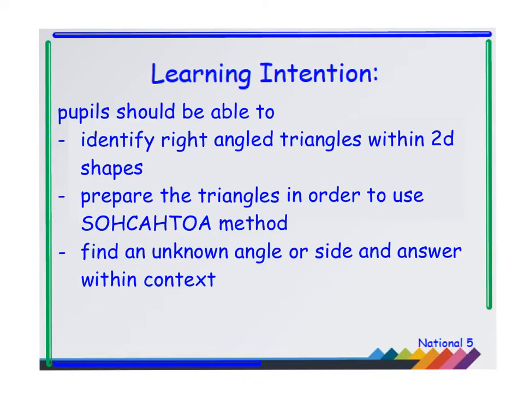So our intention is to be able to identify a right angle triangle within a 2D shape. The triangle is not always going to be obvious. We have to then prepare the triangles. By that I mean there's maybe some numbers we need to create within the triangles, and then we're going to perform SOH CAH TOA, and we're going to mix it up and either find an unknown angle or a side, and sometimes you have a conclusion to do on these questions as well.